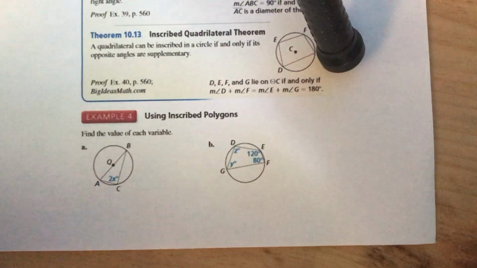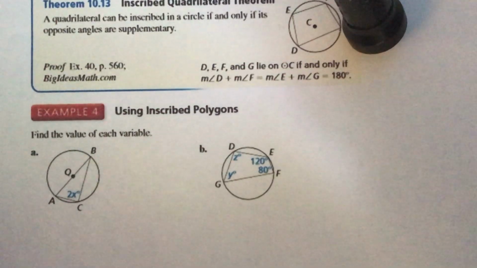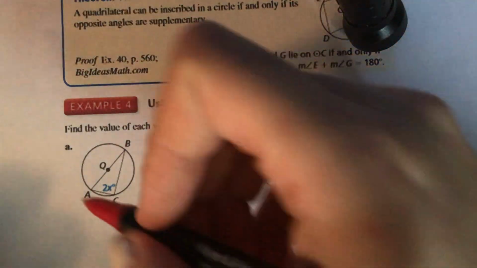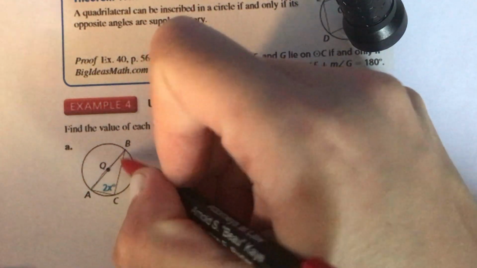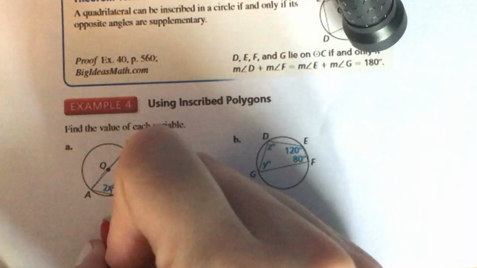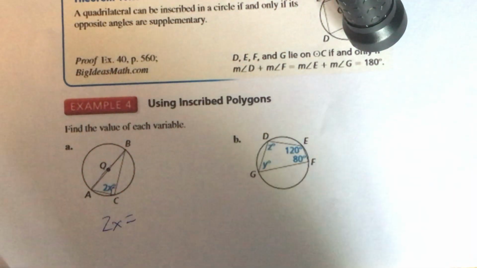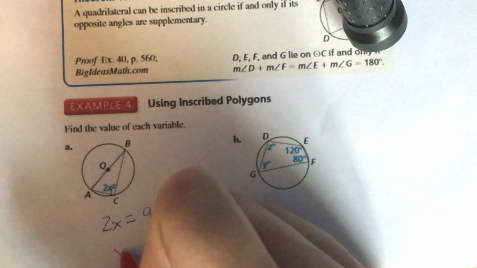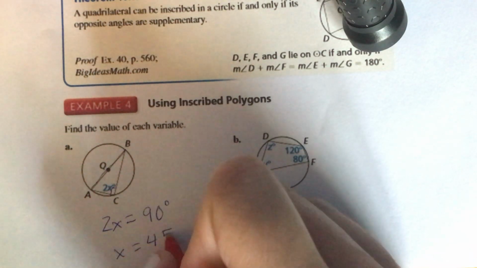Try to lighten up the screen a little bit if I can. Nope. Okay. All right, so here are some examples. So let's look at this first one. Okay, we know this is the diameter. So what do we know about this angle? It's a right angle. So I know 2x has got to be equal to 90 degrees. So x is equal to 45.